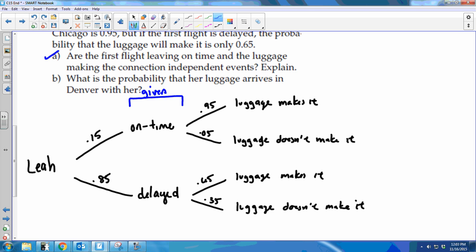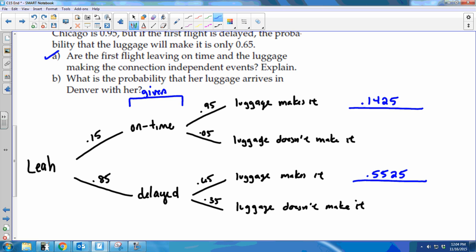Okay, so B, what is the probability that her luggage arrives in Denver with her? Well, her luggage arrives in Denver if her flight was on time and her luggage makes it. And it also arrives in Denver if the flight was delayed and the luggage makes it, right? These two blank spaces would be the outcomes we need to add together. To get these blank spaces, we multiply across the tree. So we'd have 0.15 times 0.95, which is 0.1425, and 0.85 times 0.65, which is 0.5525.